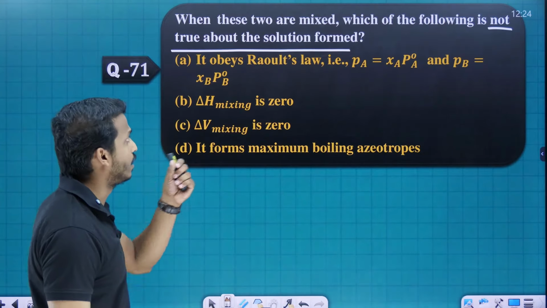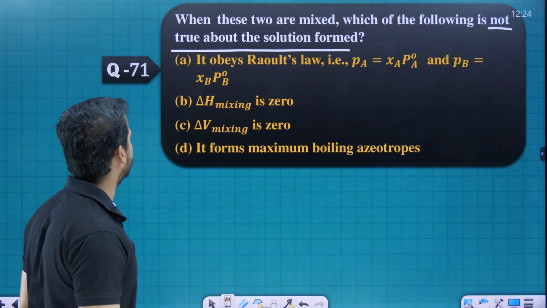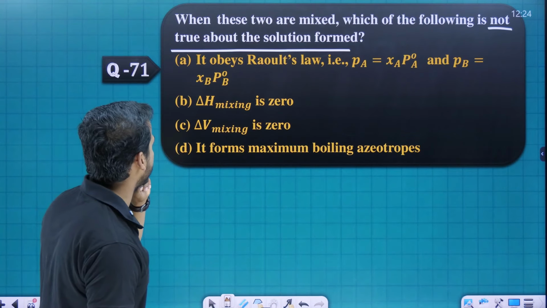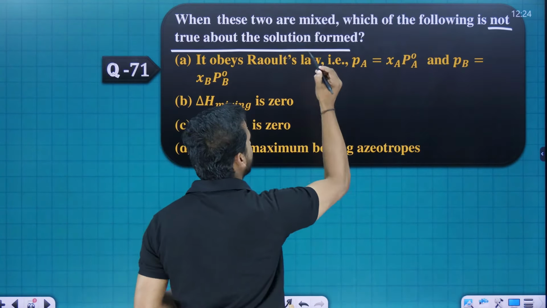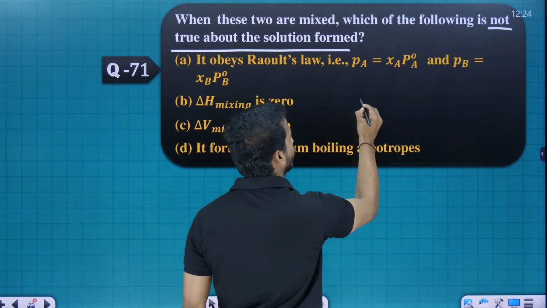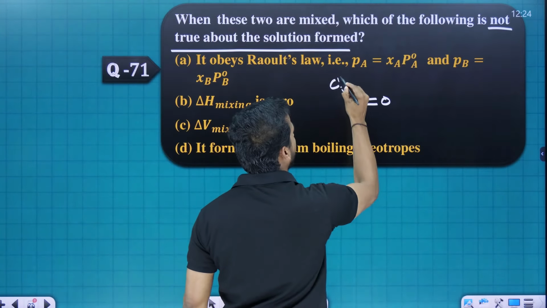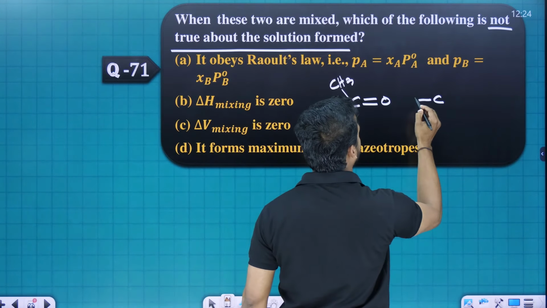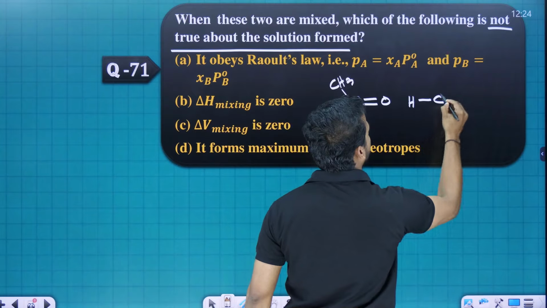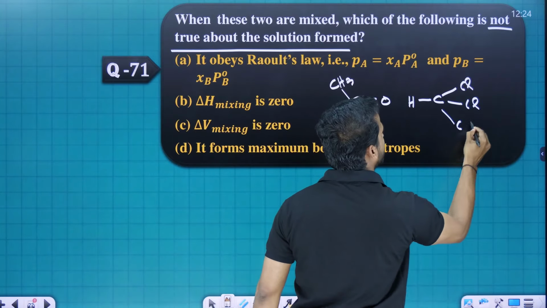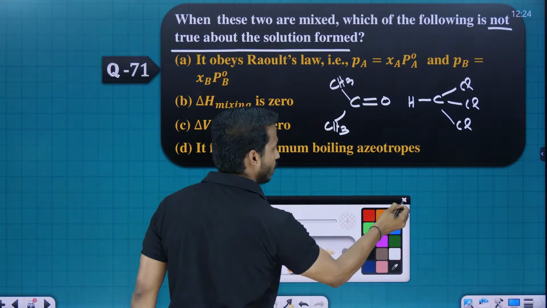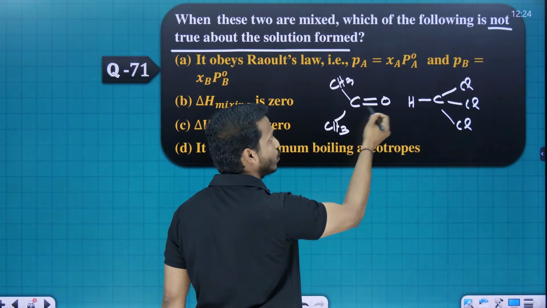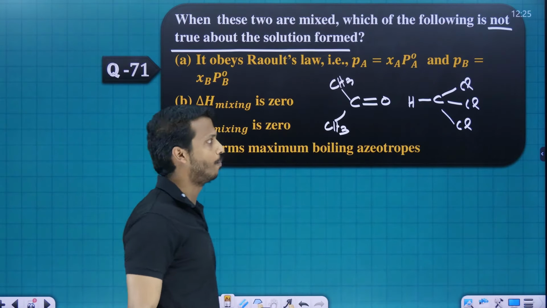When these two are mixed, the species are missing there, so let me just complete the question. Okay, these are the species. So what is this compound here? This is acetone, and this is chloroform, right? Acetone is CH3COCH3. This is CHCl3, chloroform.